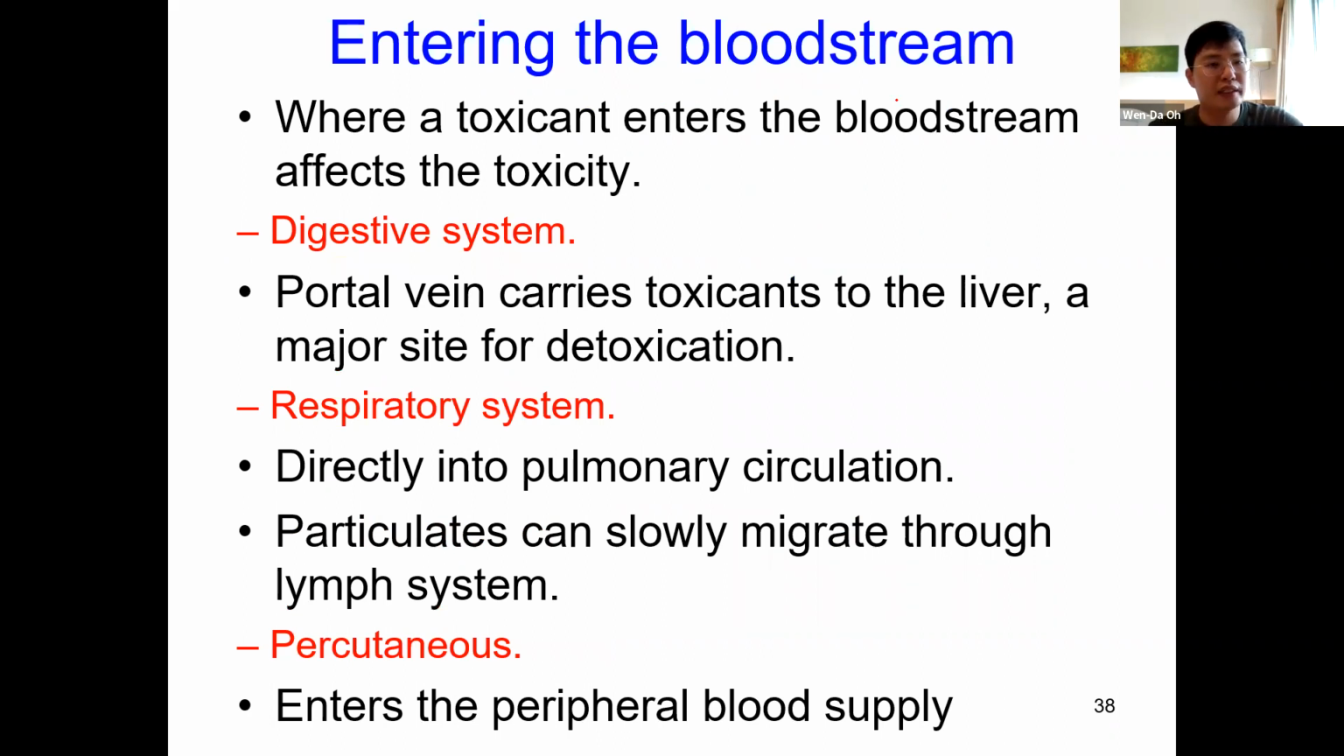Depending on the area where the toxicant enters, it will affect the toxicity. In the digestive system, the toxicant goes to the small intestine, gets absorbed, and is carried directly to the liver. So it goes to the liver, and the liver will detoxify the chemicals easily. If it goes through the respiratory system, we look into blood circulation. It goes directly into your blood, or what I call pulmonary circulation. So when it goes to blood, of course it's much tougher to remove it from our body.